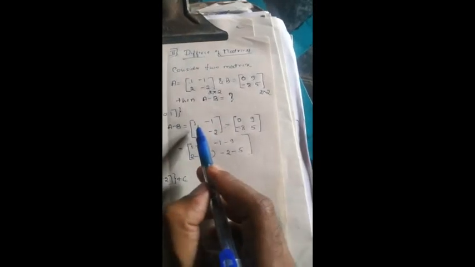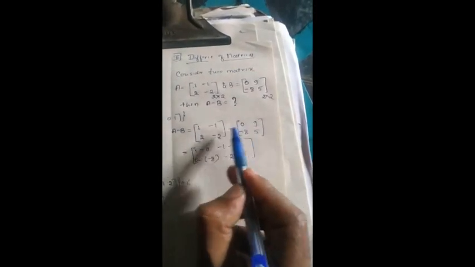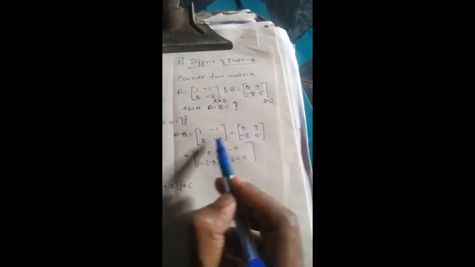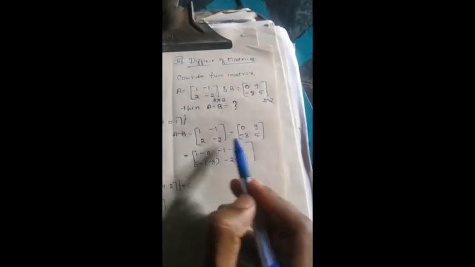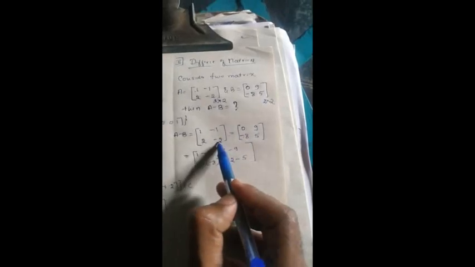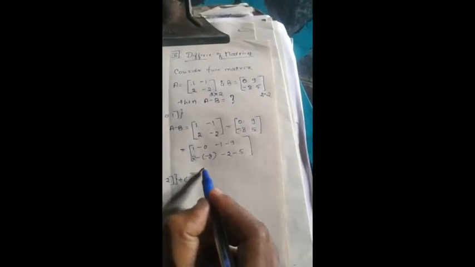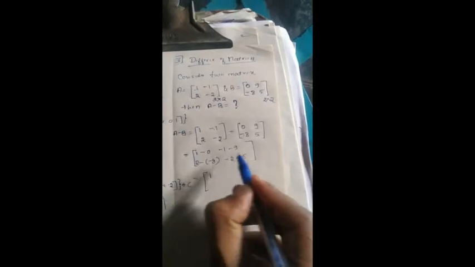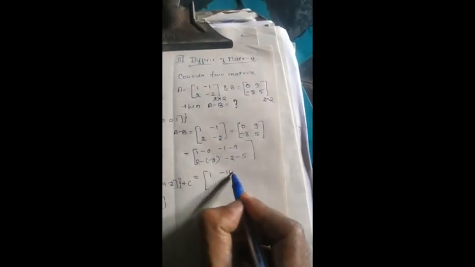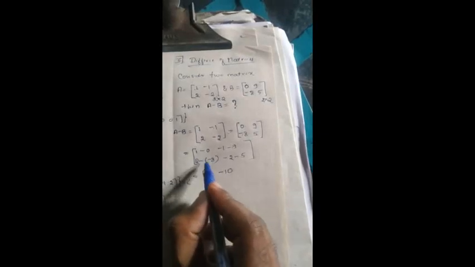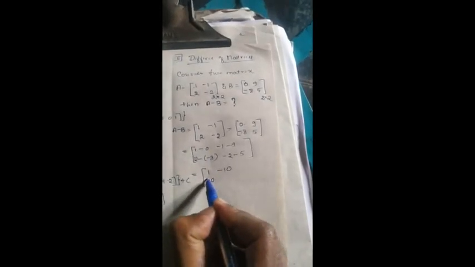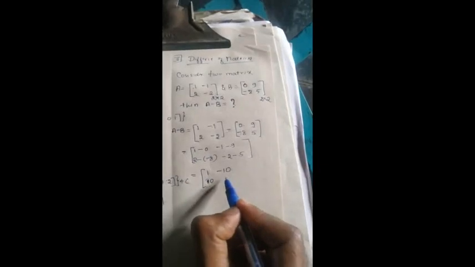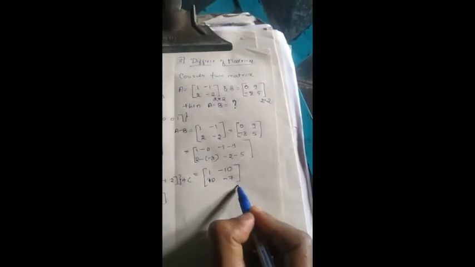So here subtraction is how? A11 minus B11, A12 minus B12, A21 minus B21, A22 minus B22. That is 1 minus 0 is 1, minus 1 minus 9 is minus 10, 2 minus into minus plus 2 plus 8 is 10, minus 2 minus 5 is minus 7. So this is also 2 into 2 only we are getting. Okay, so this is nothing but your difference of matrices.